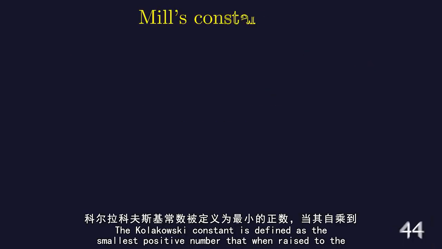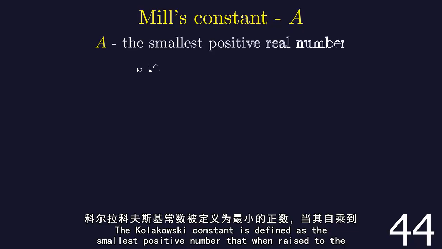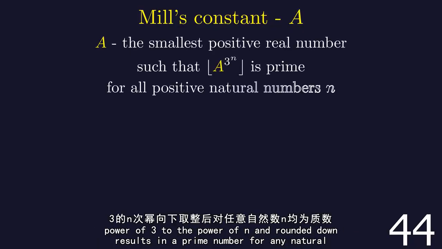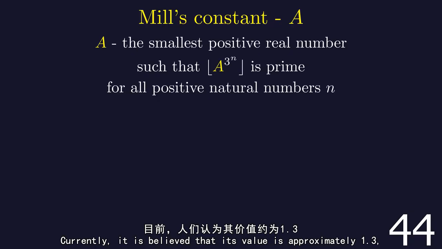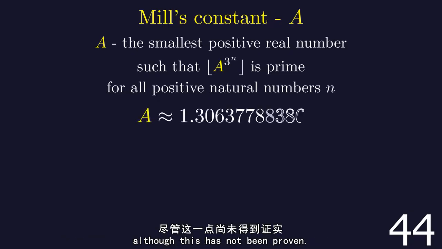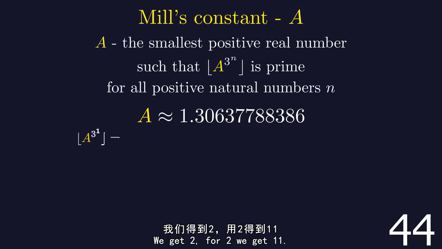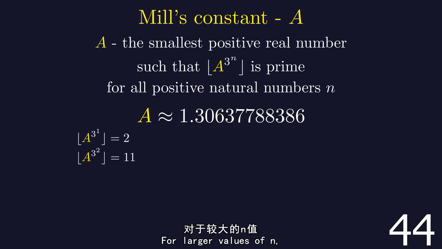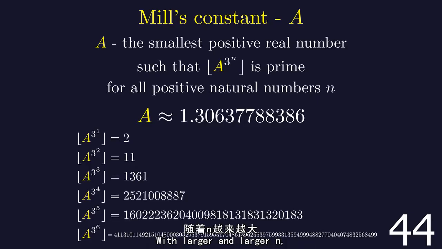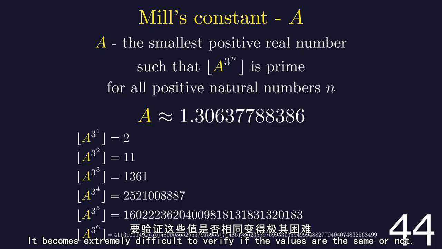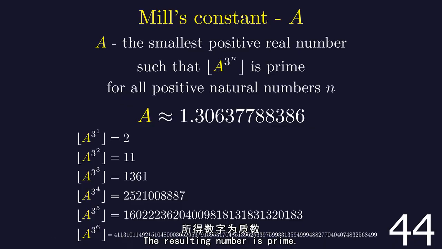Mills' constant is defined as the smallest positive number that when raised to the power of 3 to the power of n and rounded down results in a prime number for any natural number n. Currently, it is believed that its value is approximately 1.3, although this has not been proven. Using this value, for n equal to 1, we get 2, for 2 we get 11, for larger values of n, we obtain increasingly large numbers. With larger and larger n, it becomes extremely difficult to verify if the resulting number is prime.